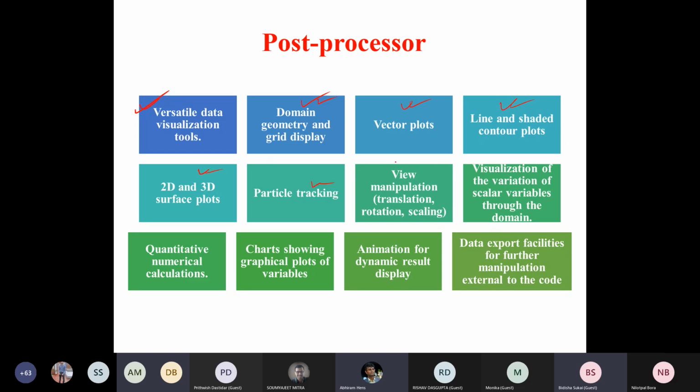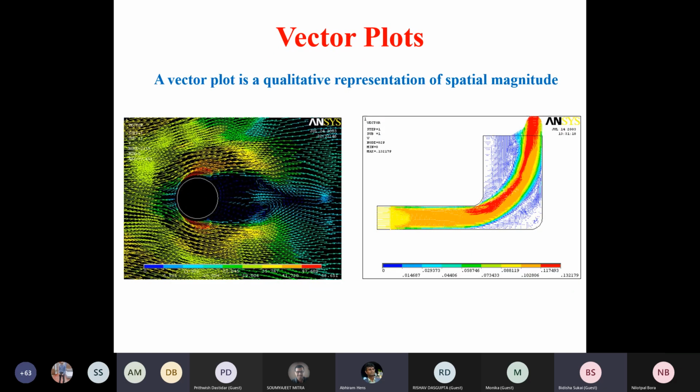So many things can be done. I'm not going into all the details, just to show you some of the examples. This is an example of vector plots obtained from ANSYS fluid simulations.